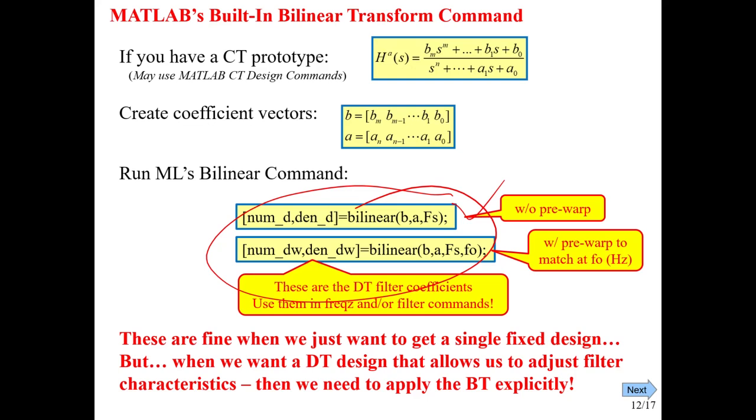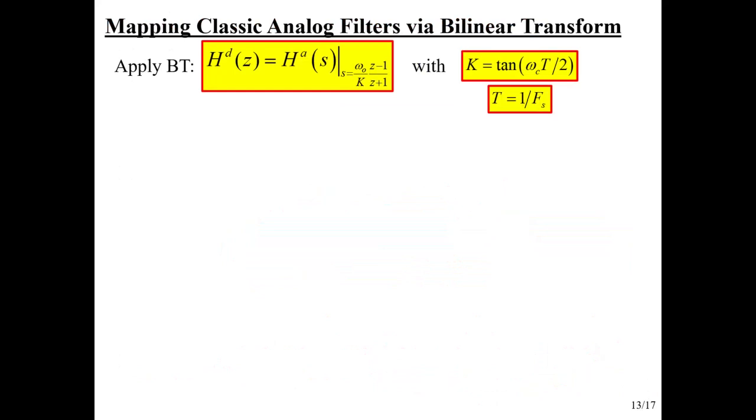Yeah, there are others where I'm just designing a nice fixed filter and it's not going to be changed by the user. But if you're going to design some audio equipment, users like to be able to tweak knobs and change the sound of their equipment. Then you're going to want to be able to apply the bilinear transform explicitly, not implicitly by just running a command. So let's take a look at how we would do that to map some classic analog filters.